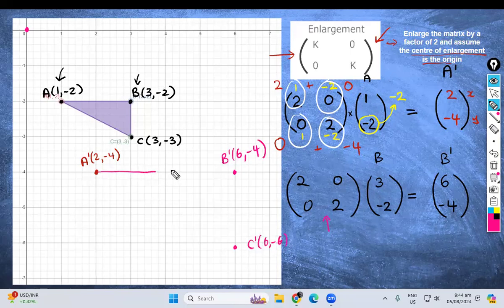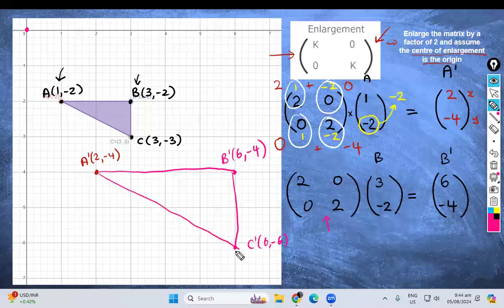And when we connect those points, the triangle will look twice as big. Now, it's very, very important to know that this matrix only works if the center of enlargement is the origin. That's super important to know.